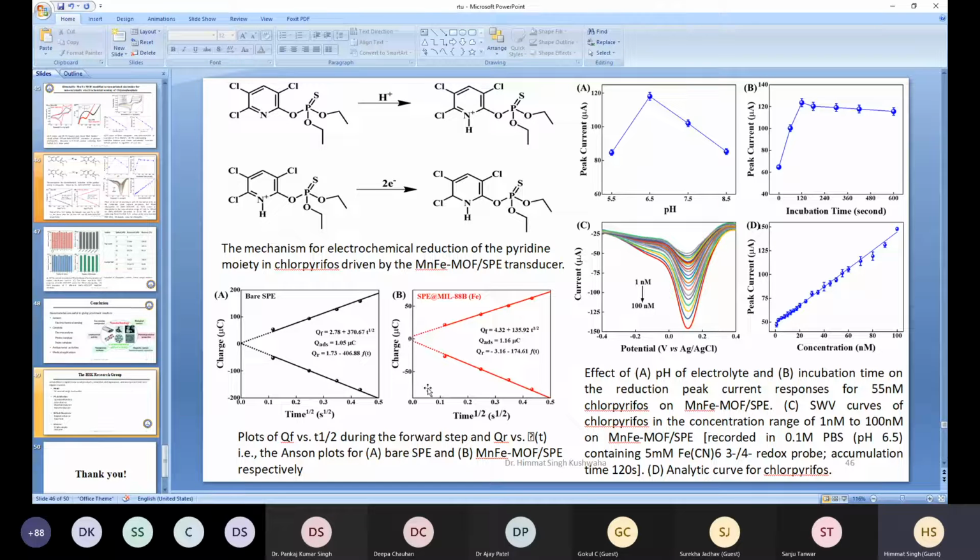This curve is showing that in the case of the bare screen printed electrode, the charge generated due to absorption is less, whereas after functionalization this charge is increased. So it is showing that this mechanism is mainly based on the absorption process. The higher the amount of the pollutant, the higher the amount of absorption that will occur.